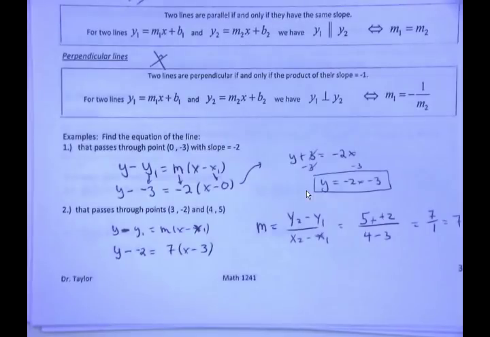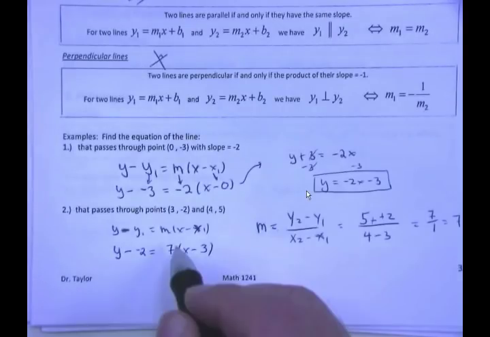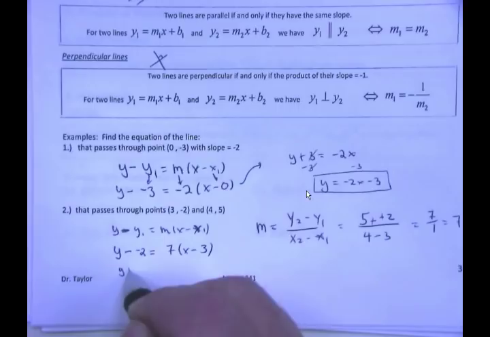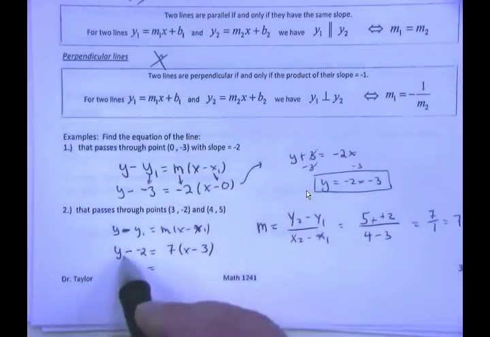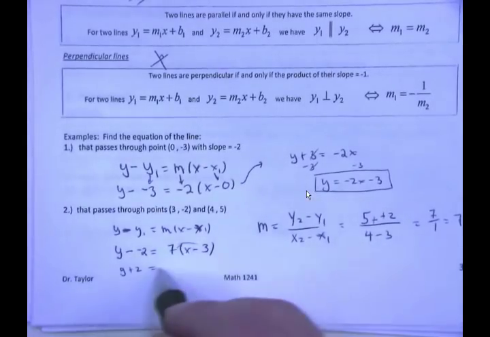Again, I'll be the first to admit to you this is not a very pretty looking line. But to get it to look decent, you either want to put it in general form or slope-intercept form. I'm going to put it in slope-intercept form. To do that, a minus minus makes it plus. So that'll be y plus 2. I'm going to distribute the 7.